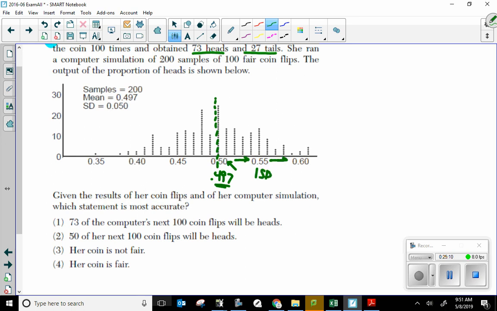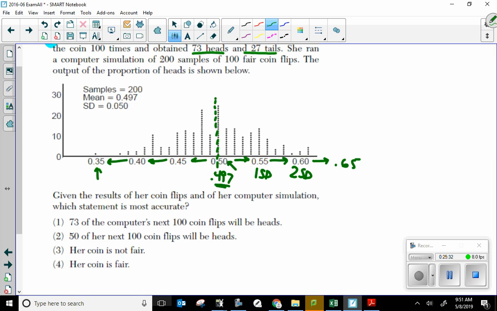You go here, that's a second standard deviation. Same thing, 1, 2 standard deviations. This actually goes out a third standard deviation. If I go out a third standard deviation here, 0.65, there were no outcomes. Each one of these dots, there are 200 dots here. Each dot represents one of the outcomes.